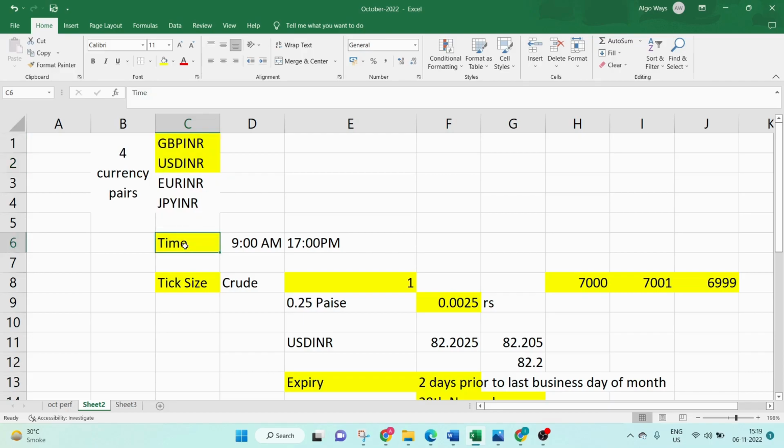Next point is time. The time of the CDS segment is from 9 a.m. to 5 p.m. So basically it starts some 15 minutes ahead of NSE and trades 1.5 hours after NSE close. So we have enough length of market wherein the strategies can work around and do some profitable trades.